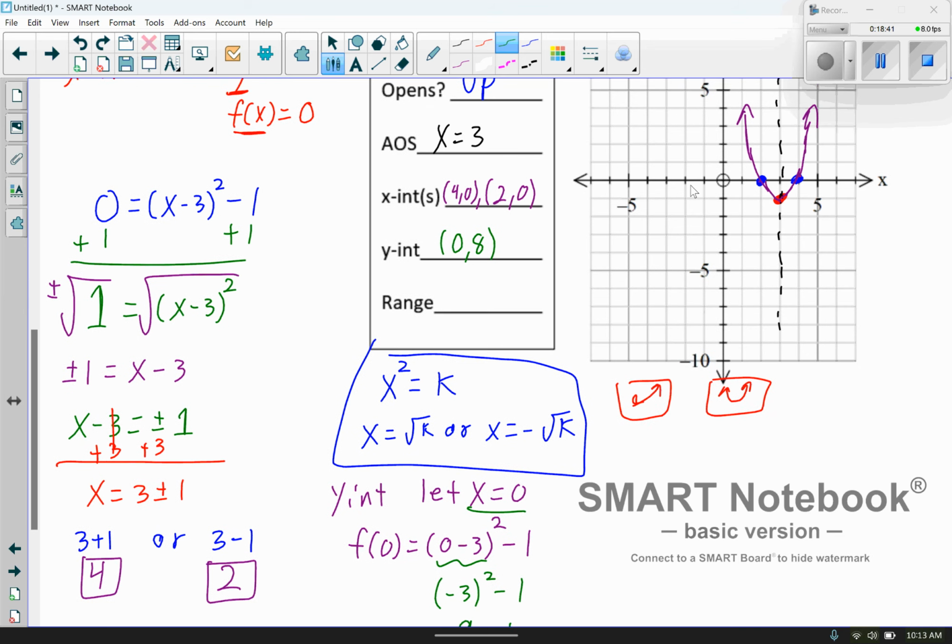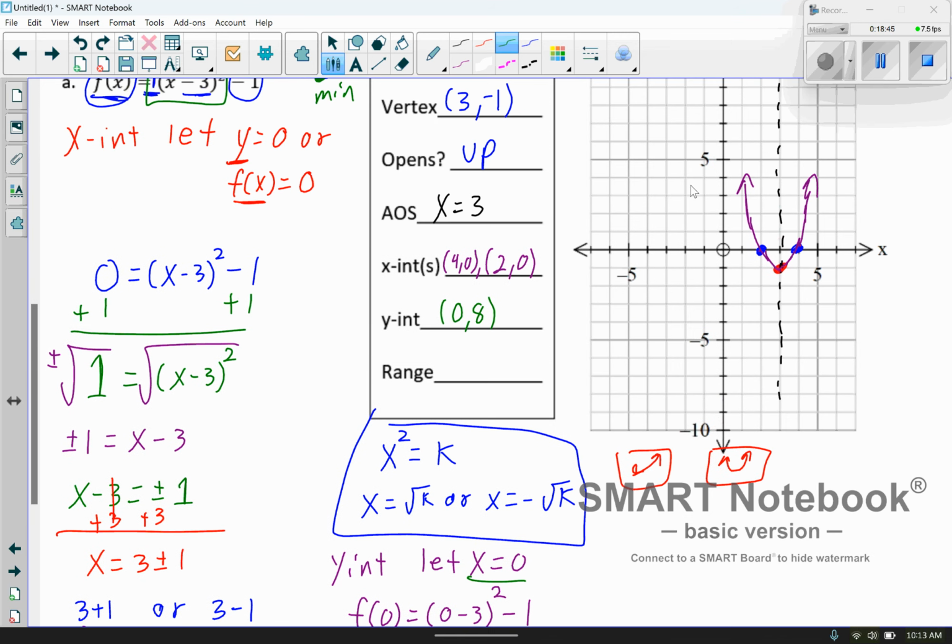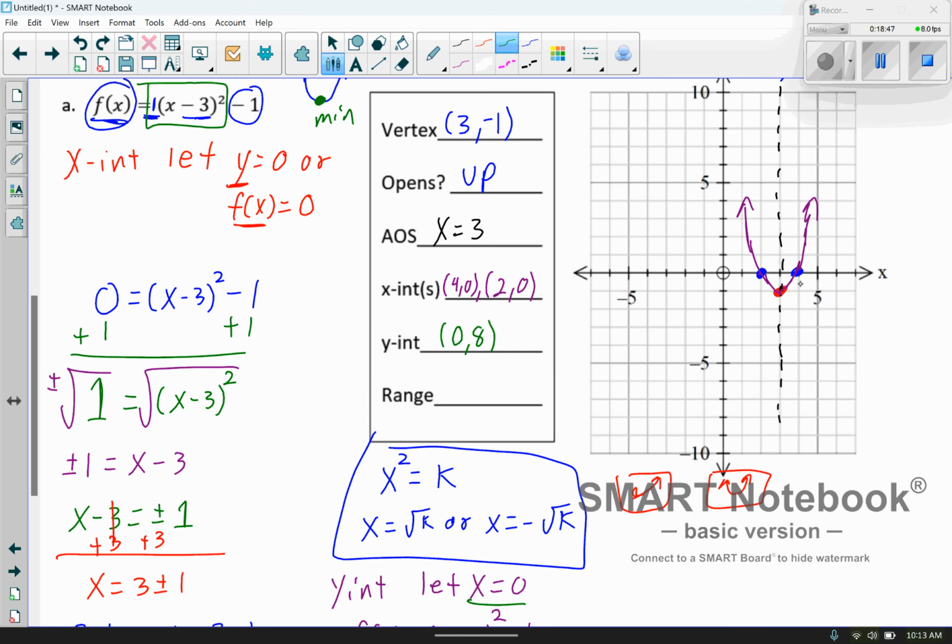And there we go. The last thing is our range. Looking at the graph, you can tell right here that our lowest y value is going to be at negative 1, and then we go up indefinitely, so infinity.